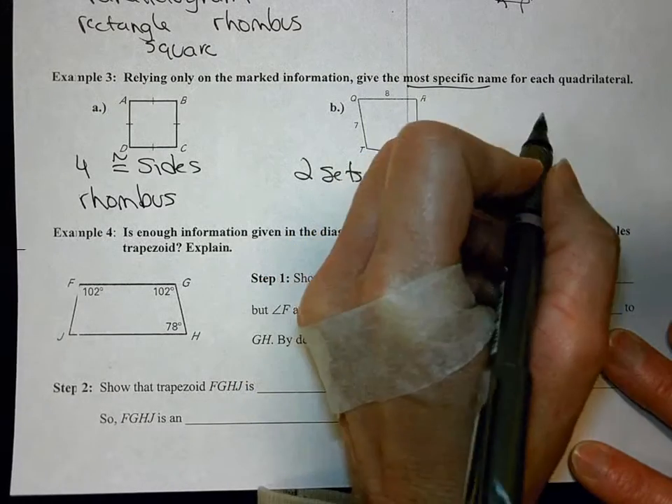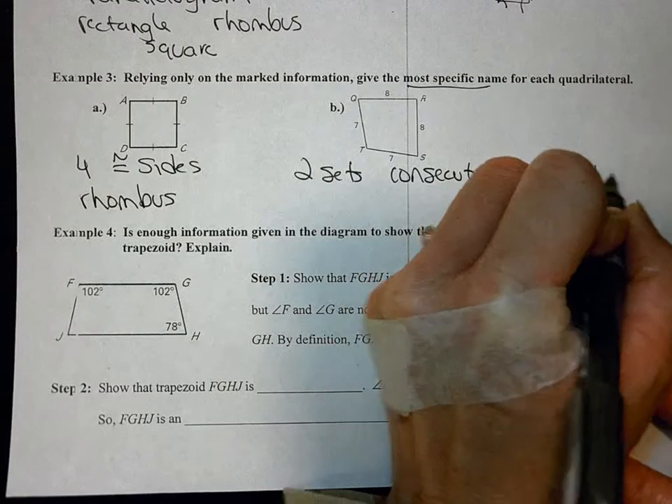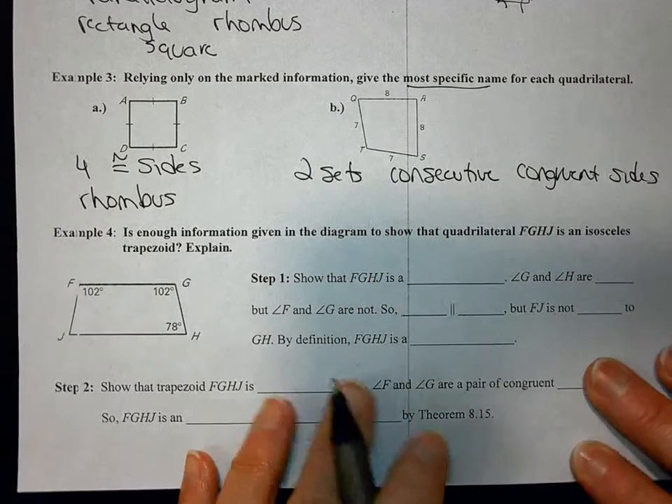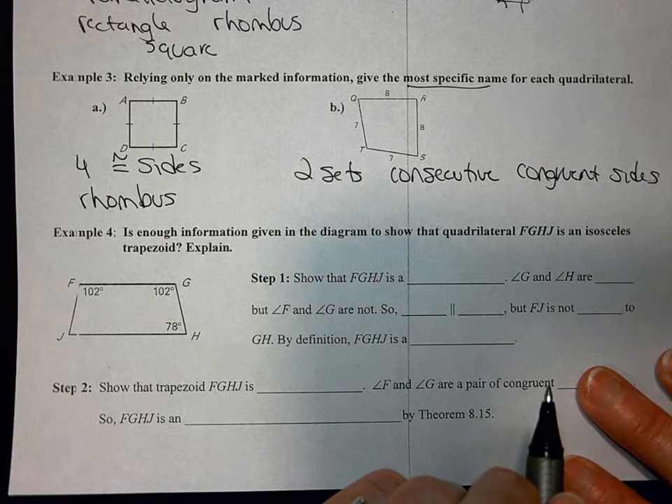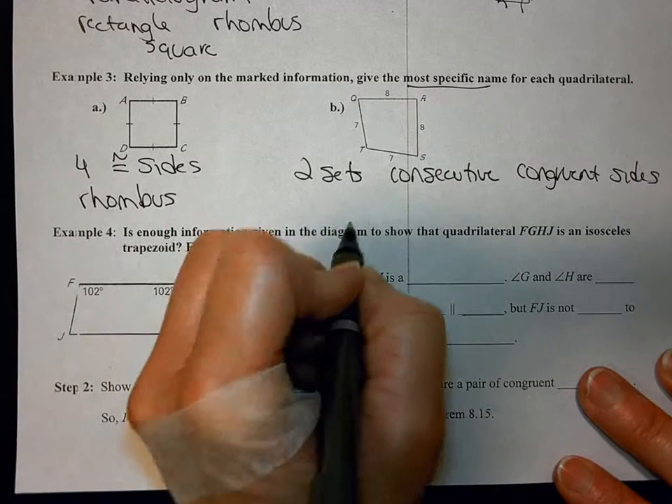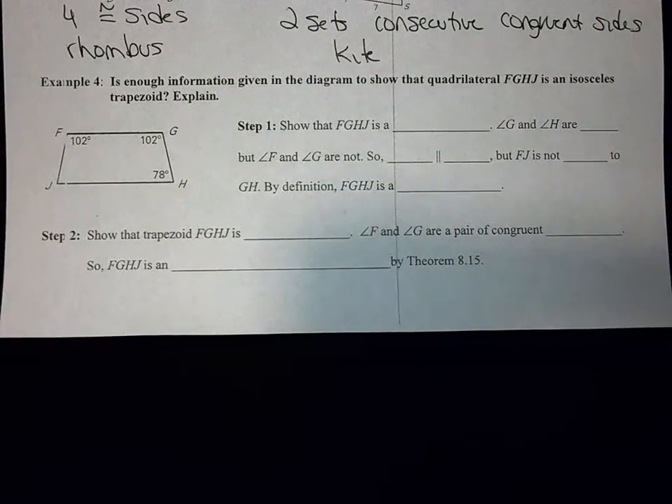Okay, if we look at our other picture, we have 2 sets of consecutive, remember that means in a row, consecutive congruent sides. So if we look at all of our shapes, including the kites and the trapezoids, we know that the last thing we learned on the kites was that 2 sets are congruent as long as they're side by side. So this would have to be a kite.